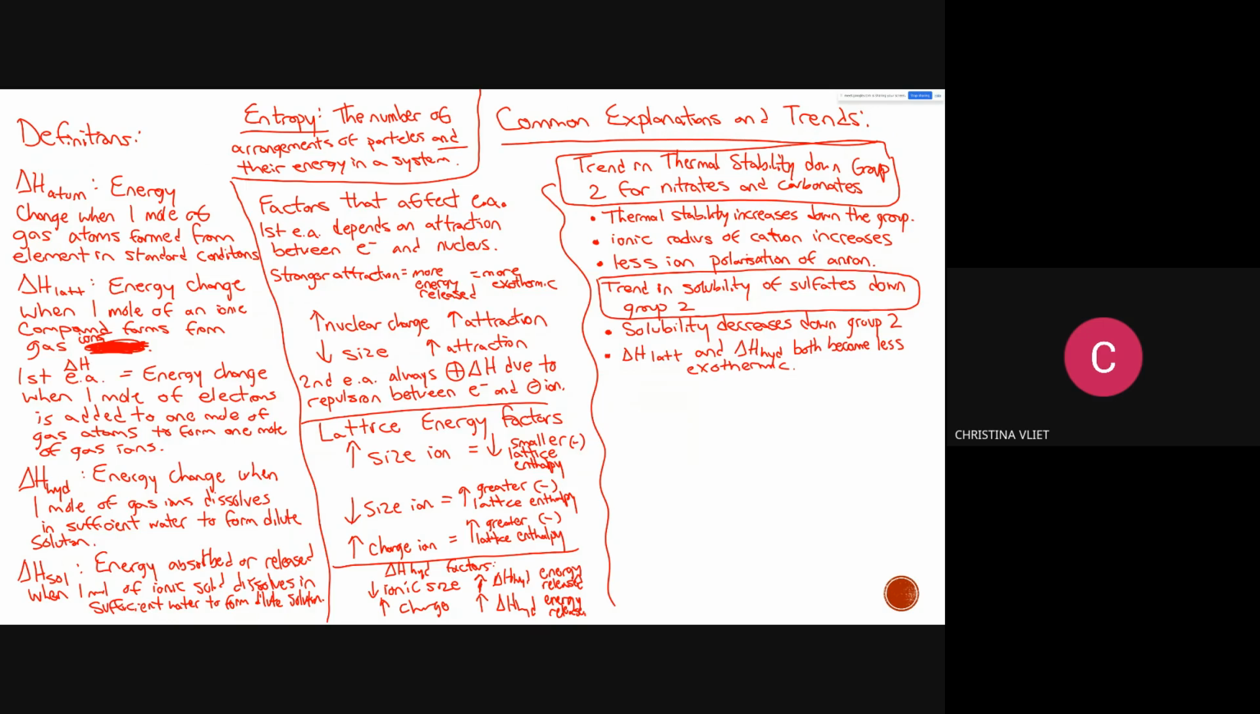Now what you have to remember is for this one, the delta H hydration changes more.